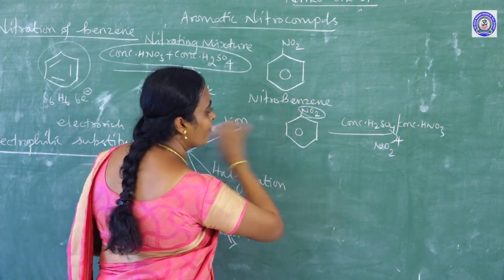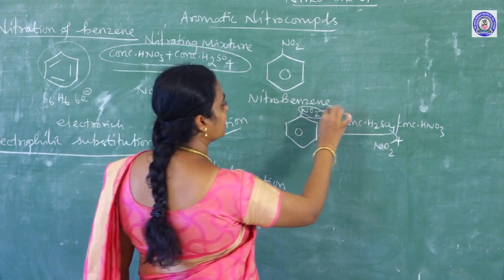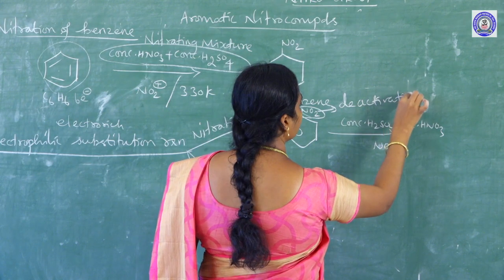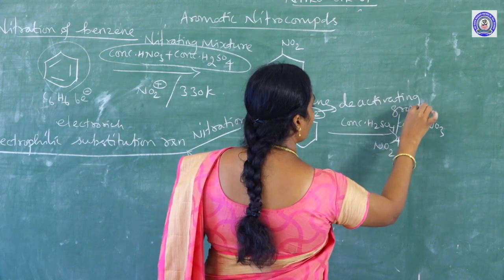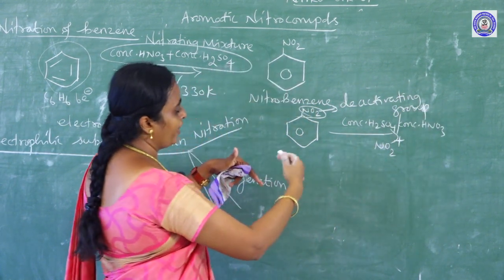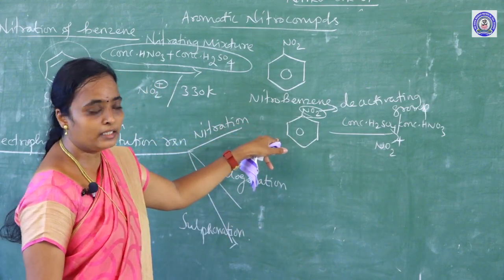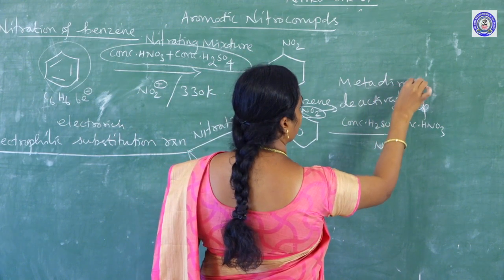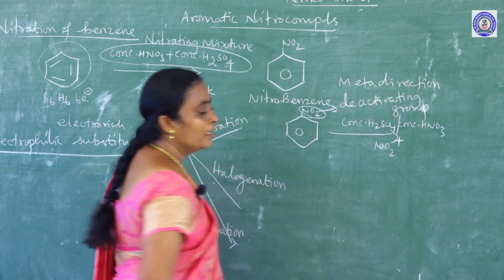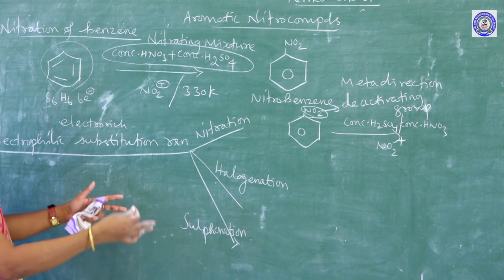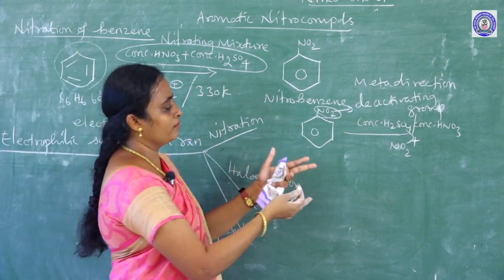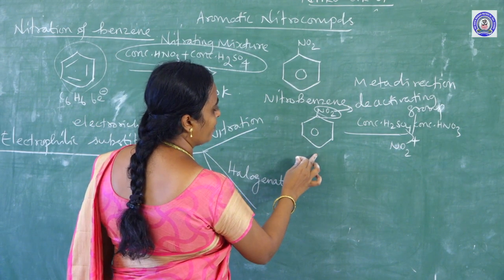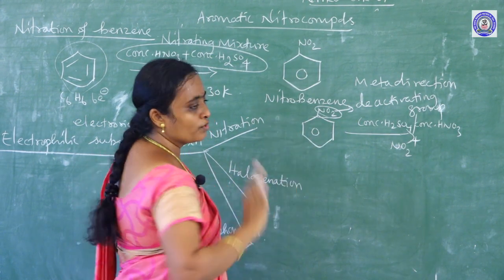What is the nature of an NO2 group? This acts as a deactivating group. So, the incoming electrophile will go and add in the meta direction only. This is the condition: meta direction. Let us see what meta direction means. There are three systems: 2 ortho positions available, 2 meta positions available, and 1 para position. So, you will get the meta substituted product.